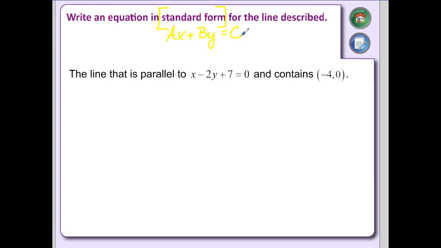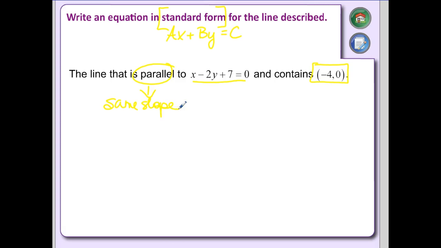All right, so the line that's parallel to this and contains (-4, 0). So we've got the point that we need, but the problem is it's got to be parallel to this line. So we need to know the slope of that line. Now remember, what did we learn about parallel lines? We learned already this week that parallel lines have the same slope.